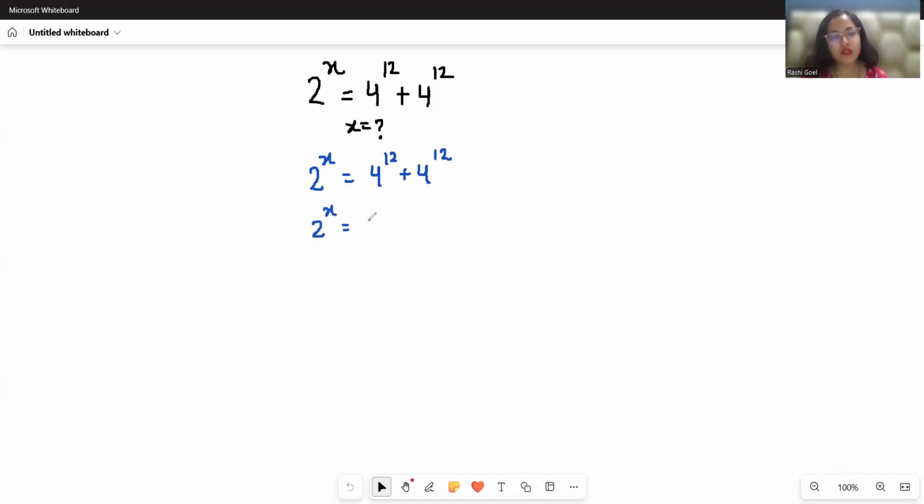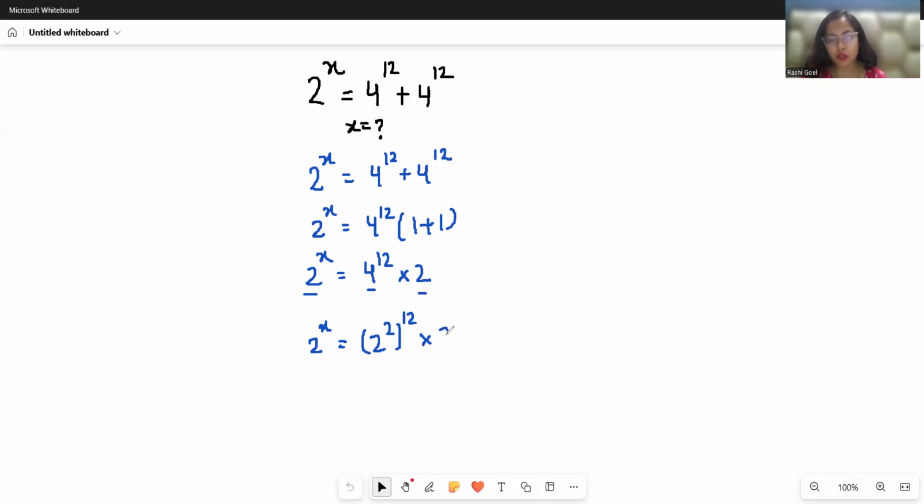Now we can take this 4 power 12 that is repeating twice. So we'll take it common. So what is left? 1 plus 1. Now 2 power x equal 4 power 12 times 2 we can write. Now what we notice is that on our left hand side and right hand side there is 2 and there is 4. 4 we can convert in terms of 2, right? So everything has the same base. So 4 I can write as 2 square whole power 12 times 2.